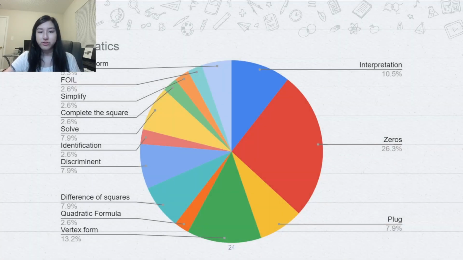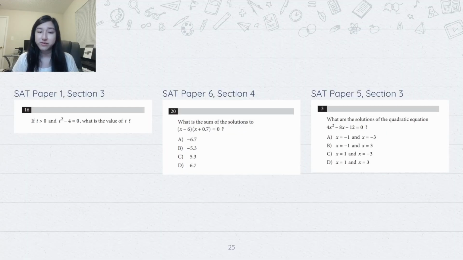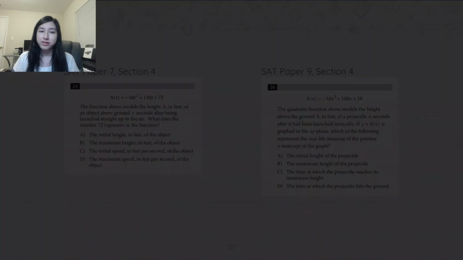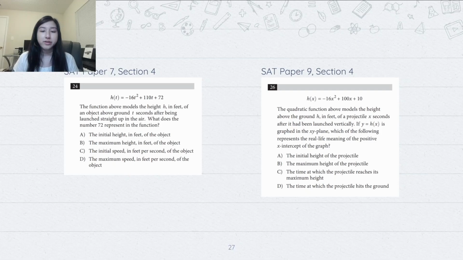Lastly, let's look at quadratics. The most common quadratic questions involve solving for zeros, identifying the vertex form, or interpreting values. Solving for zeros requires you to use either completing the square, the quadratic formula, or the zero product theorem and factorization to solve for the zeros. Whereas vertex form requires you to remember the formula and be able to identify minimums, maximums, or the equation in vertex form. Lastly, interpretation questions require you to interpret either the x, y intercepts or the minimums and maximums.